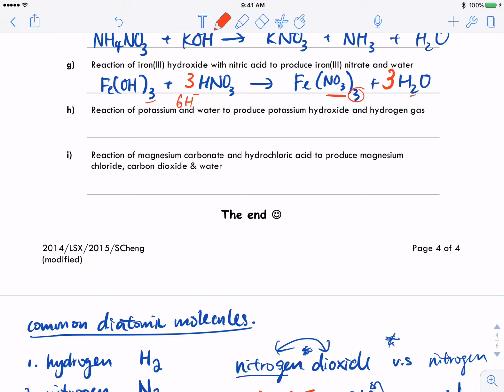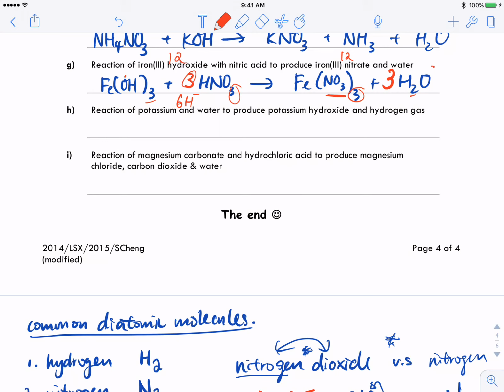Let's look at the number of oxygen. On the right hand side, 1, 2, 3, and then 9. 3 plus 9 is 12, so 12 oxygen on the right hand side. On the left hand side, I have 1, 2, 3, and then 3 times 3, which is 9. So 12.